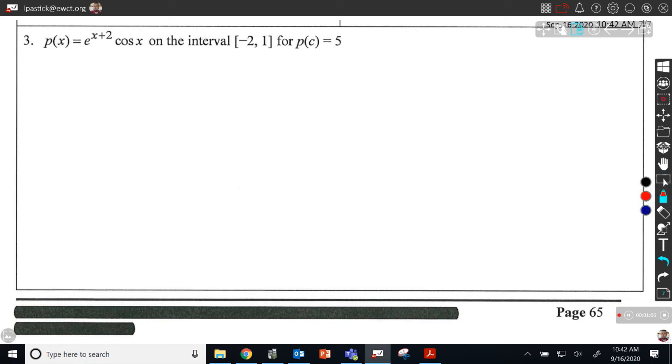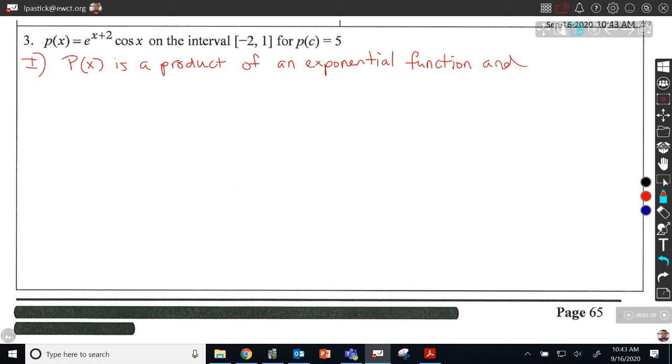So part one is continuity, and I'm going to say that p of x is a product of an exponential function and a trigonometric function.